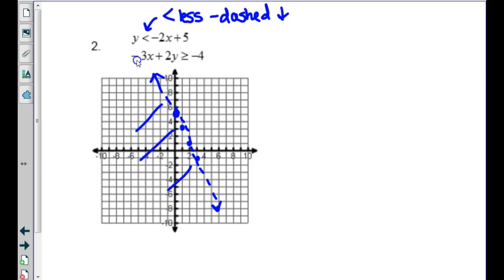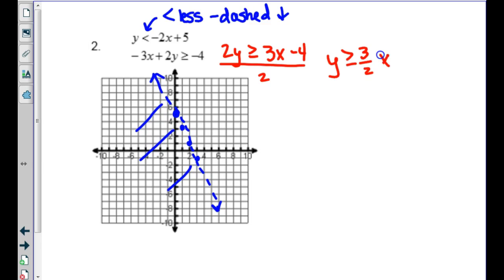All right, then we have this hot mess. What do you want to do there? Add the 3x. Okay, 2y is greater than or equal to 3x minus 4. Then if I divide everything by 2, do I need to flip anything around? No, because I'm not dividing by a negative. But when I divide that 4 by 2, I get -2 back there. Okay, starts down at -2, up 3, and over 2.